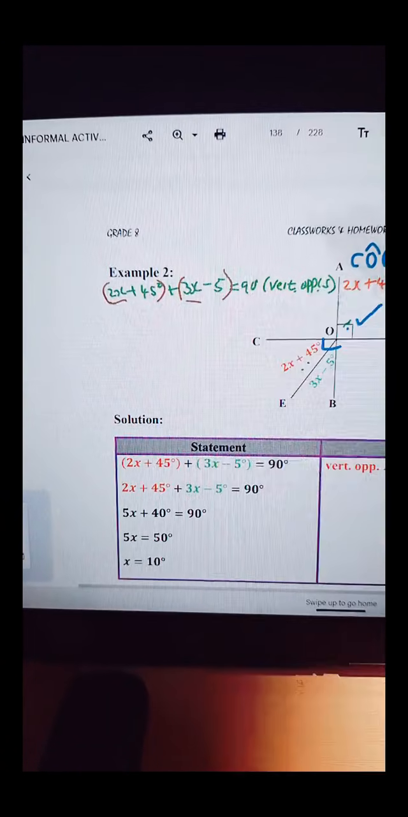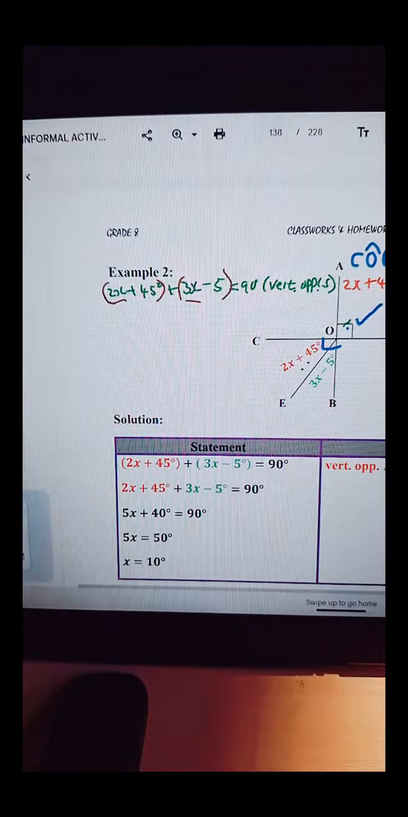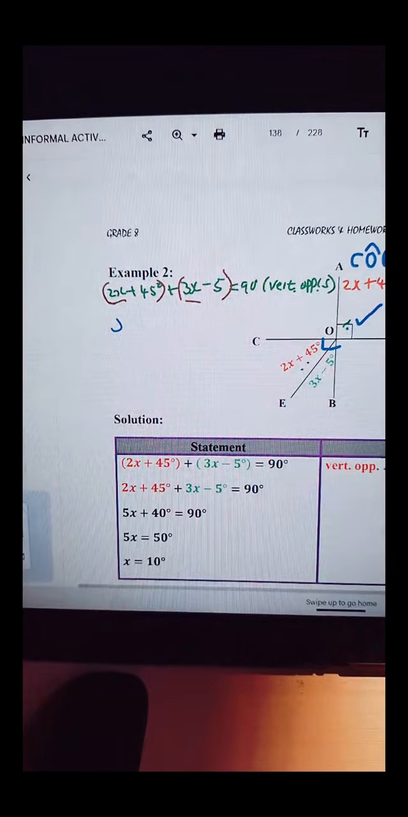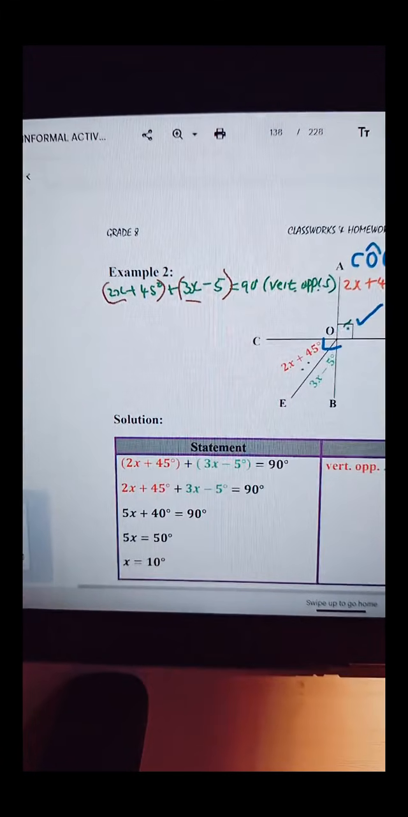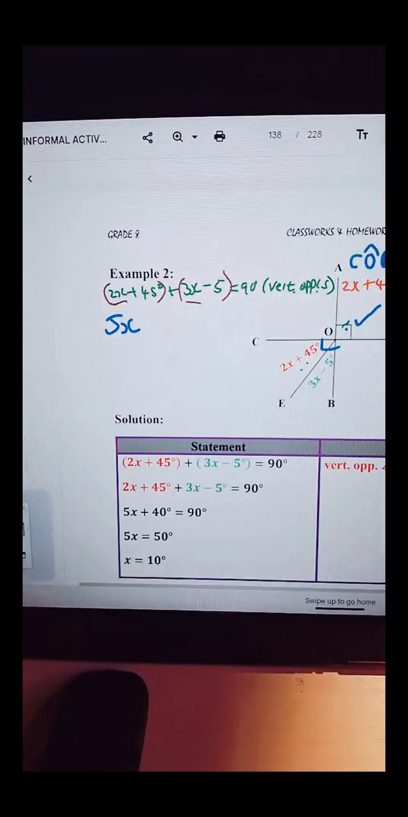Add like terms. 2x plus 3x. What's 2x plus 3x, guys? What's 2x plus 3x? 5x, right?